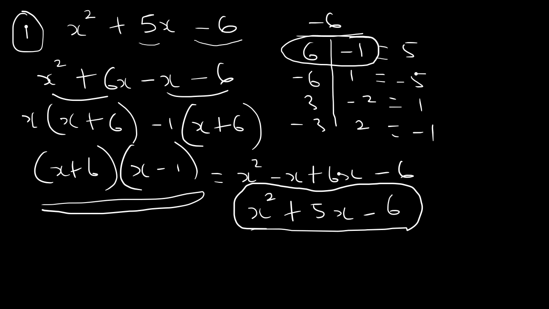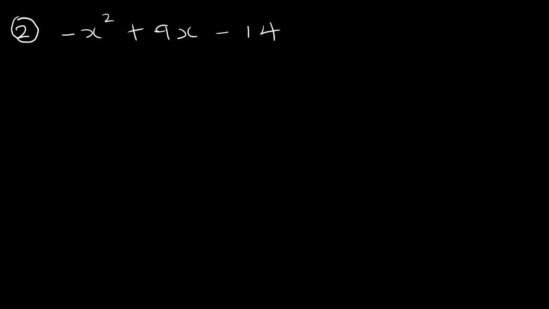So we'll be looking at the second question now. Our second question, we have minus x squared plus 9x minus 14. In this case, the coefficient of x squared is a negative number, which is actually minus 1. So we are going to factor out the negative value. So if we do that, we have minus, and we open up a bracket. Now, every other sign is going to change because we are factoring out with a negative sign.